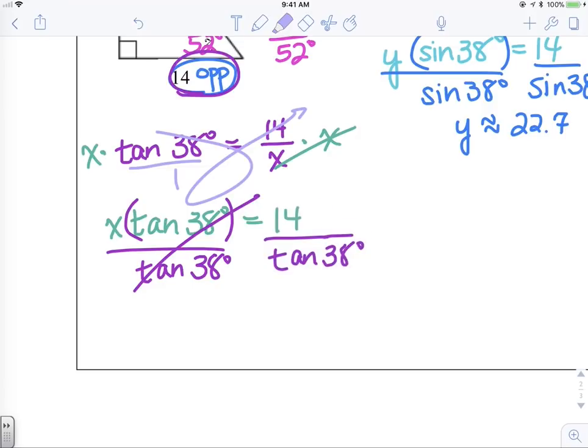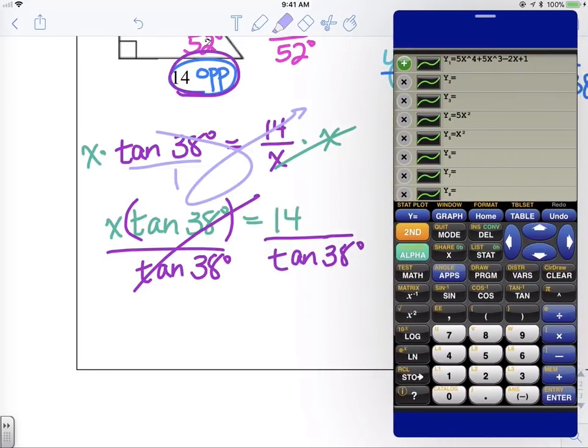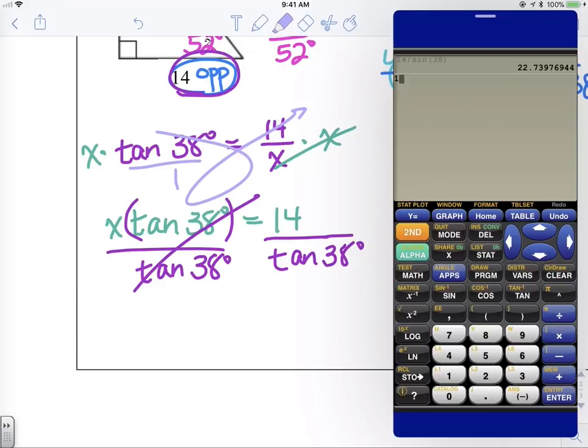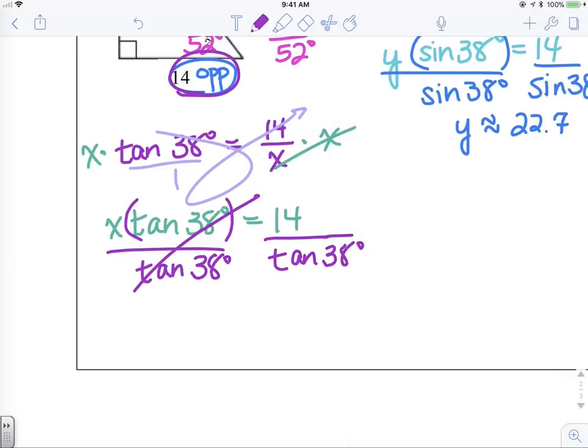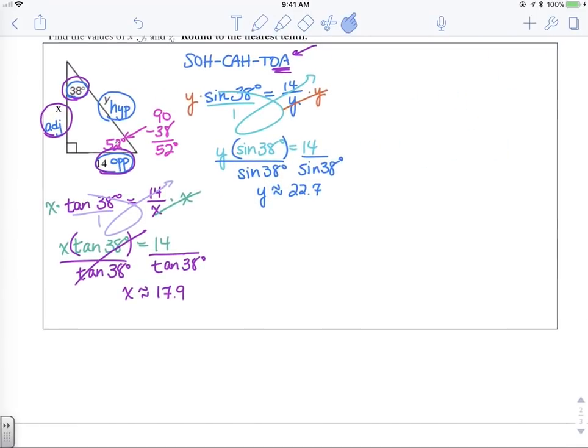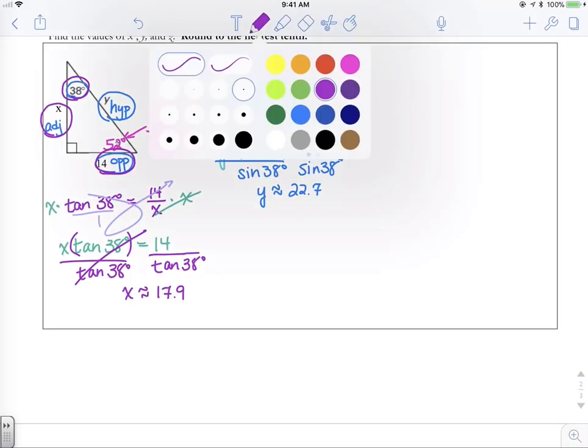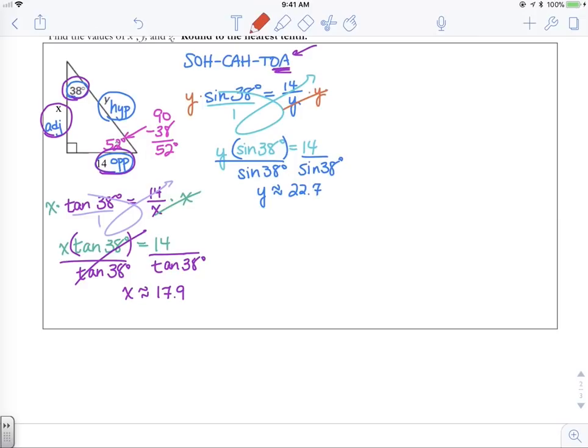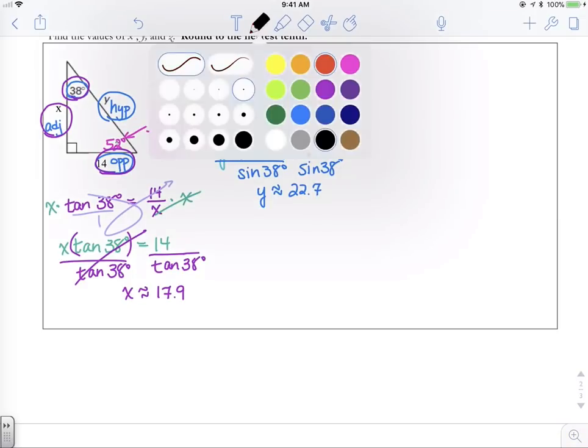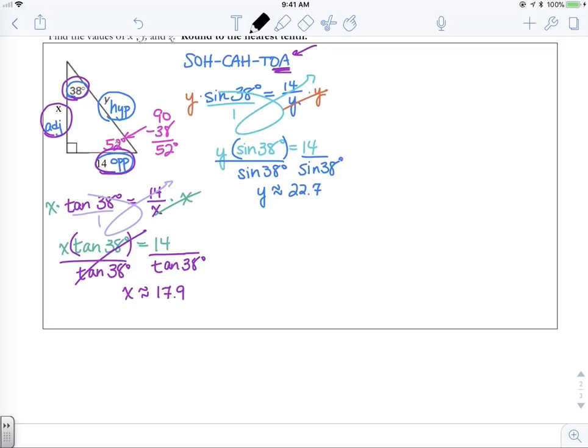The tangent 38 cancels, and 14 over tangent 38 is the exact value. So the approximation for that is 14 divided by tangent 38 equals about 17.9. So x is approximately 17.9. Now again, you could have found x using the Pythagorean theorem. If you found y first, you would use 22.7 and 14 to get the x value, which is the adjacent.